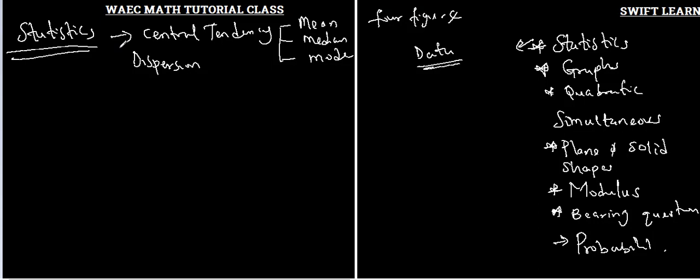Number two, we also have measures of dispersion. From the word disperse, it means something is scattered. I hope you can hear me clearly. Disperse means something is scattered. So how can you know how scattered the data is? For example, the example I gave earlier, you are 200 in your class. I don't think that's possible. Okay, let me use something realistic.